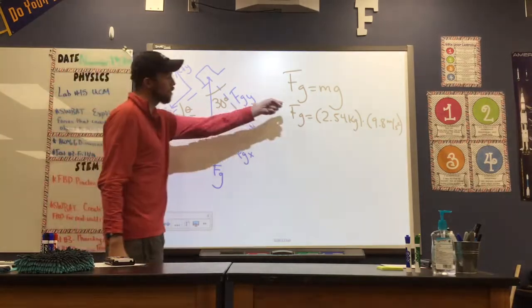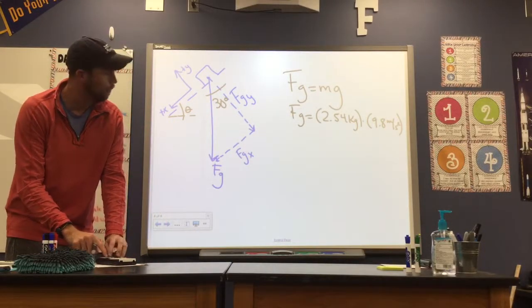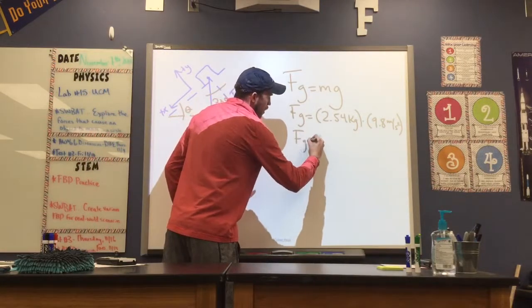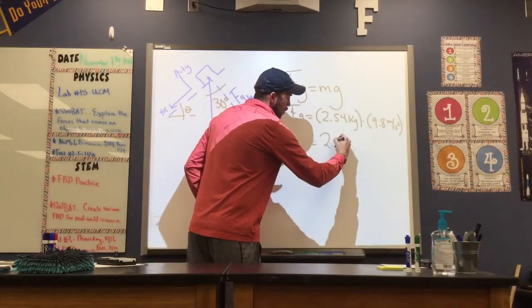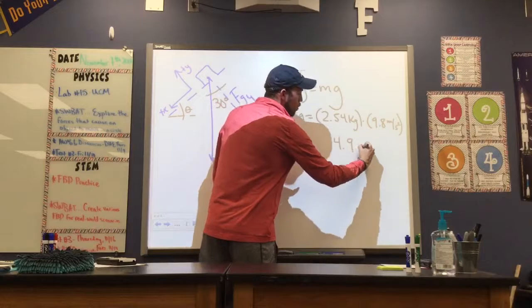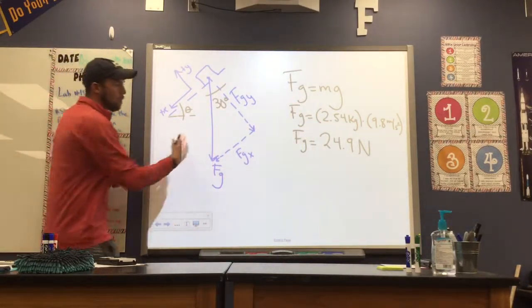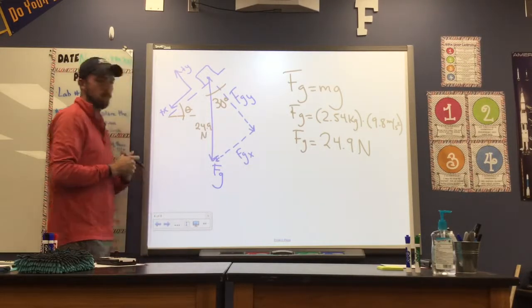Okay, so we have our force of gravity is equal to mass times gravity. I'll plug this in: 2.54 times 9.8. And that force of gravity is going to be equal to, according to my calculator, about 24.9 kilogram meters per second squared. That's what we call a Newton. So now I have my force of gravity overall. That's going to be this value right in here, 24.9 newtons.